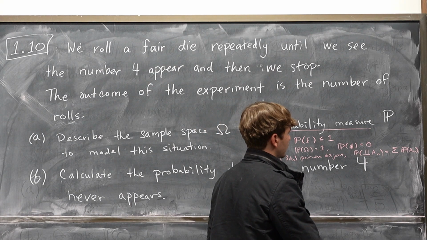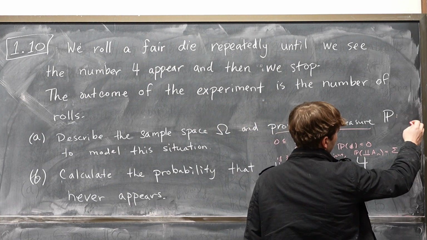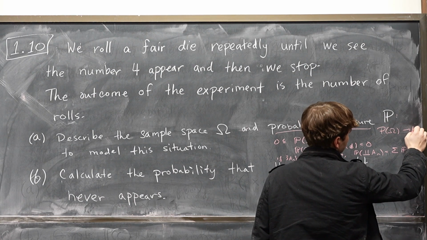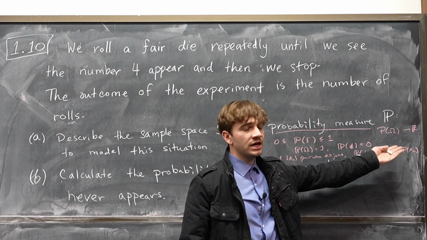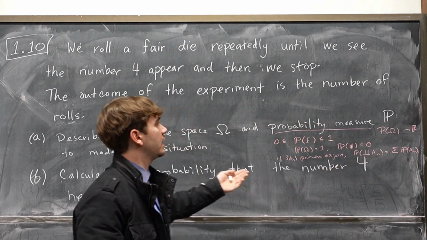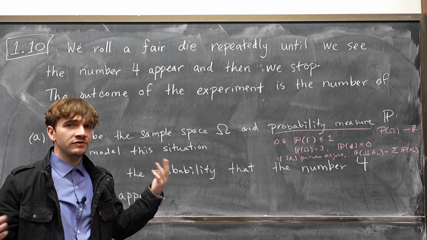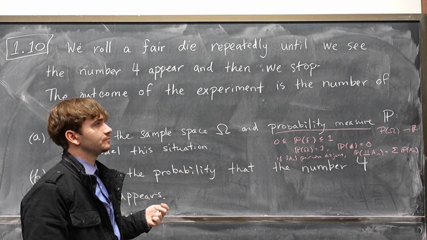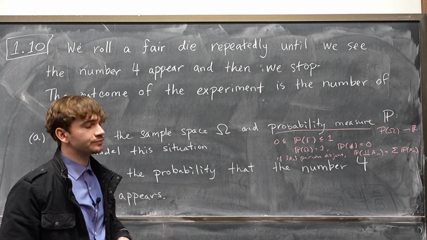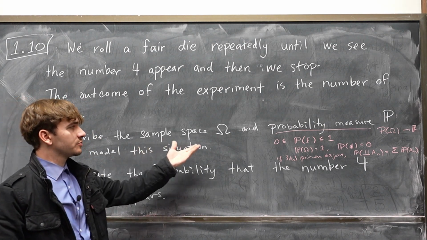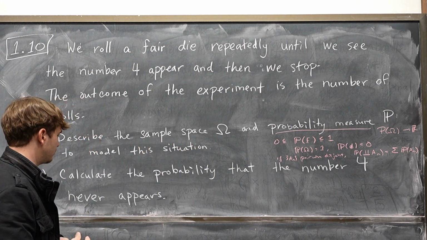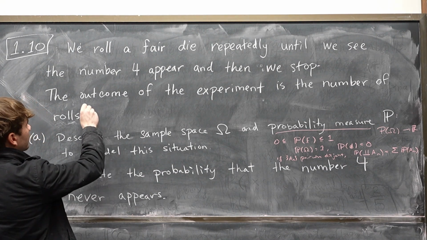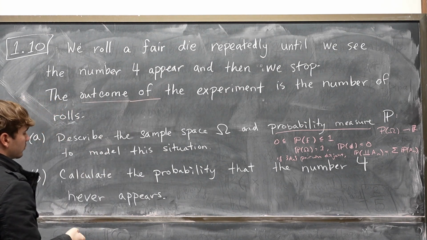Now, let me just quickly note, this is a function from the power set of omega into the reals. For those of you who are not familiar with the power set, that is just the set of all subsets. And any subset of the sample space is called an event, and an element of the sample space is called an occurrence or an outcome. Okay, so to describe the sample space, we need to describe the set of possible outcomes. The outcome of the experiment is the number of rolls, okay?